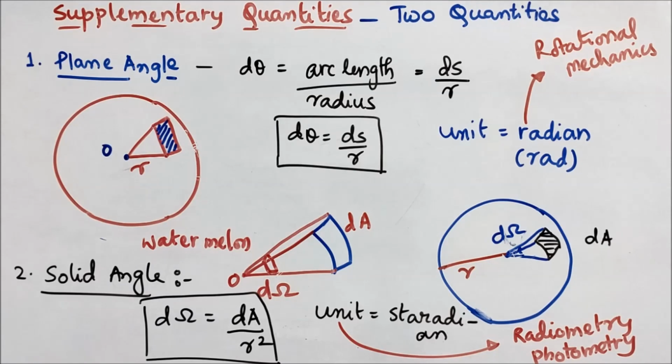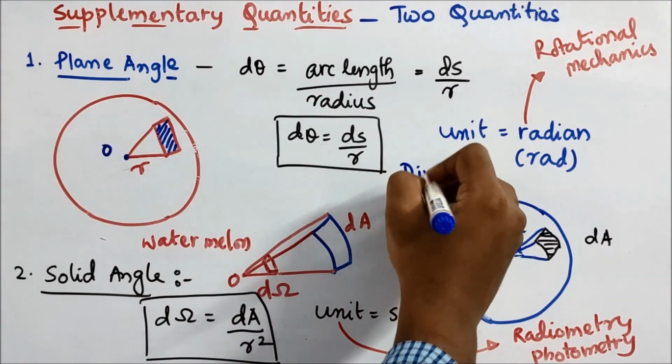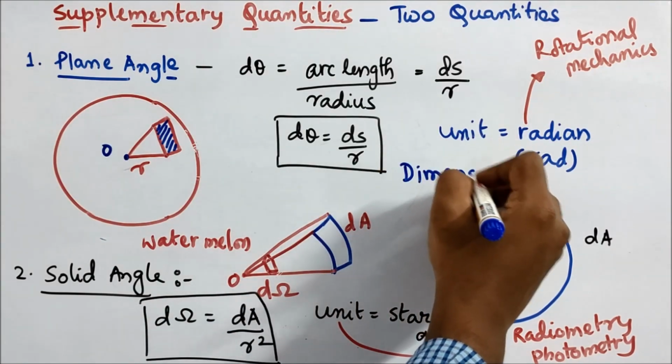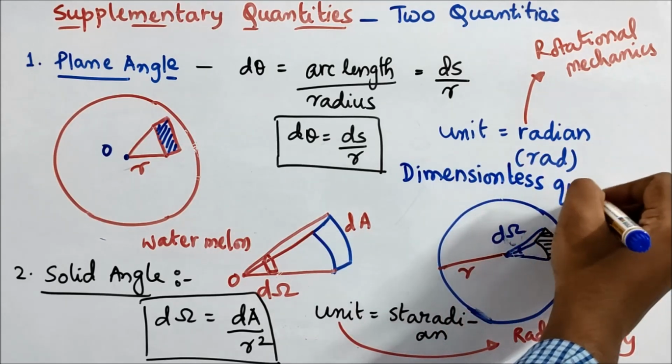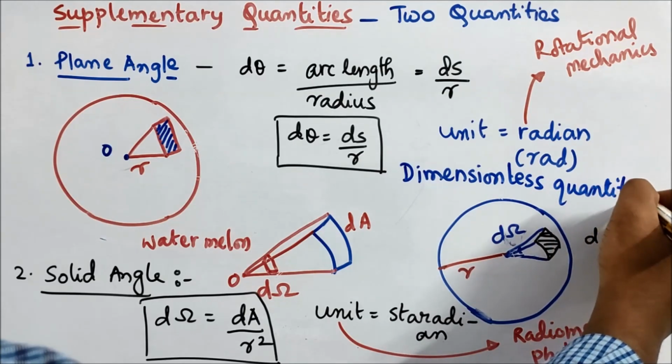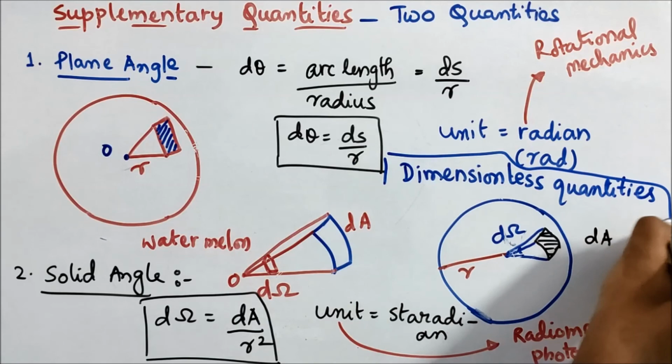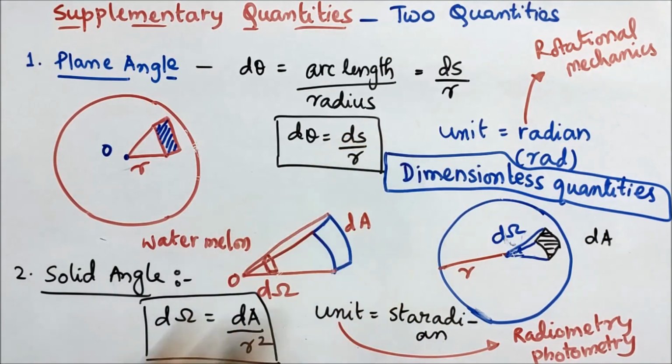Just understand the definitions of both the supplementary quantities. One thing to be noted here is that the supplementary quantities are dimensionless quantities. Both radian and steradian, or plane angle and solid angle, are dimensionless quantities. What is the meaning of dimensions in physical quantities, we'll discuss in the next video.